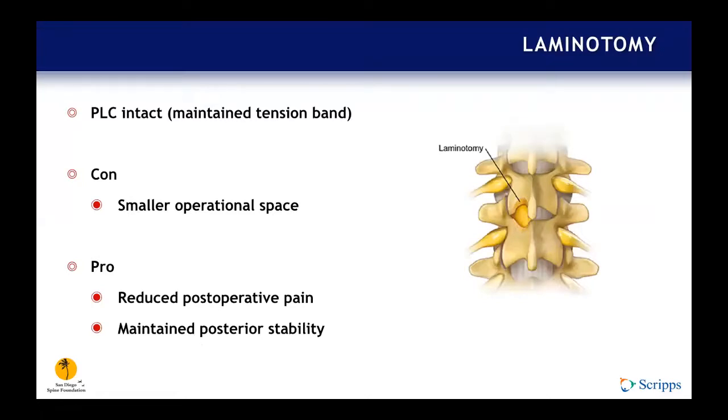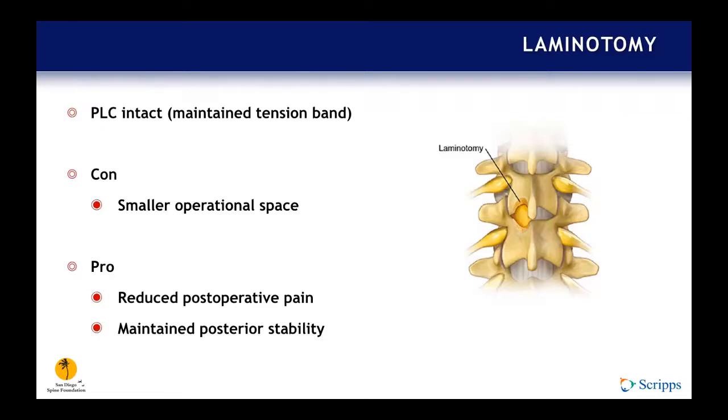So that brings us to laminotomy and laminoforaminotomy. The main thing about this, a completely different procedure, is that you're keeping the posterior ligamentous structures intact. Therefore, you're maintaining stability of the posterior aspect of the spine, which is a significant part. You're maintaining the tension band. On the downside, you're working in a smaller operative space, so it's a little more technically challenging and may take getting used to.